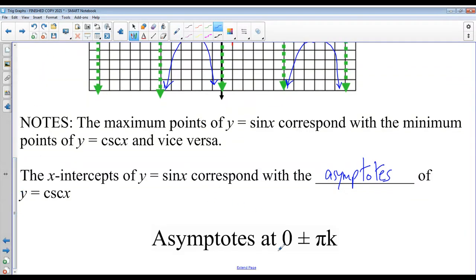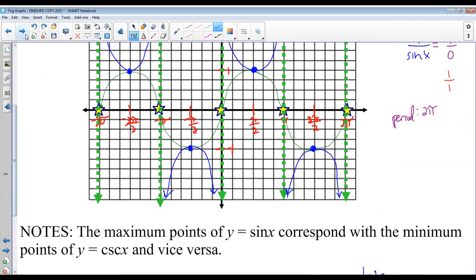And the asymptotes happen starting at 0, because that's where sine is 0, and every interval of pi before and after that. So when you see notation like this, k basically represents any constant integer. So k is 1, 2, 3, 4, 5, any interval of pi plus or minus from our starting point. So there's cosecant. All right, let's move it on.